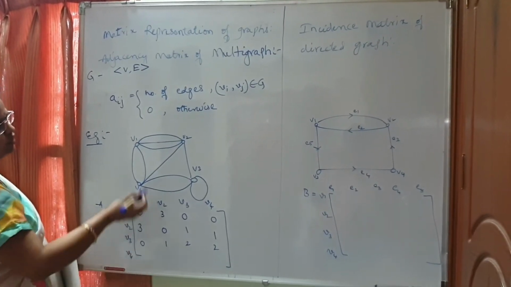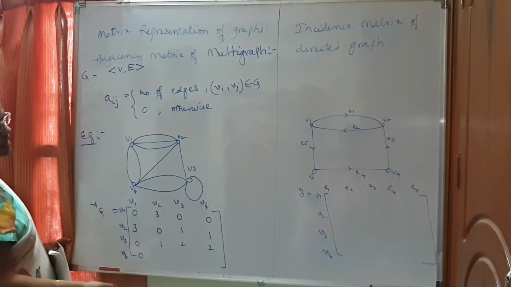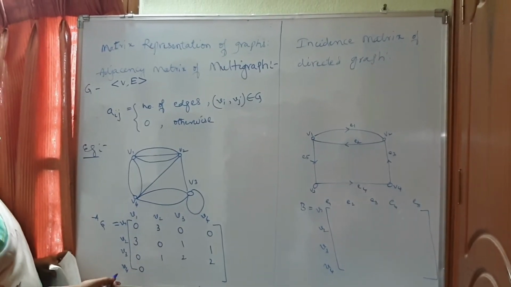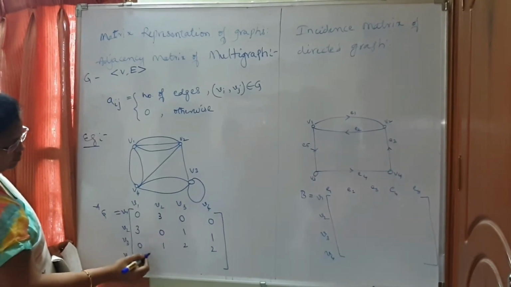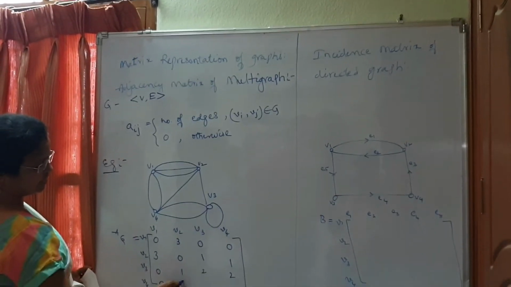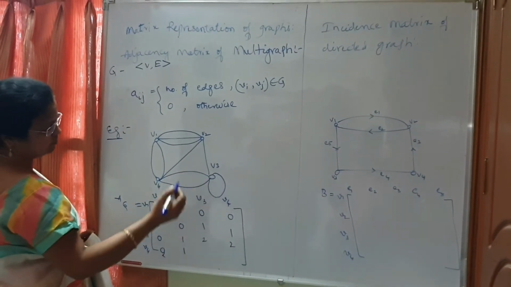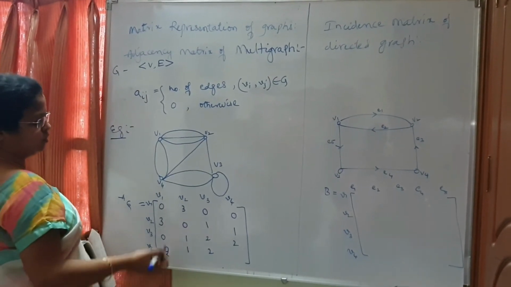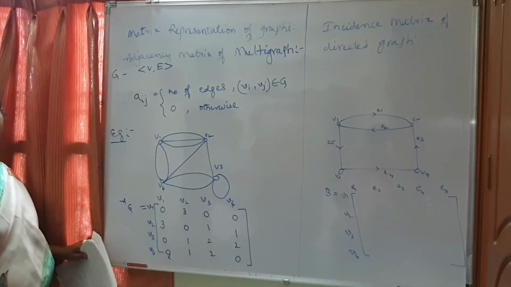V4 to V1 we have no edges, therefore the entry is 0. V4 to V2 we have two parallel edges, so the entry is equal to 2. V4 to V3 we have only one edge, the entry is equal to 1. Next V4 to V3 we have two parallel edges, so therefore the entry is equal to 2. V4 to V4 there is no loop, therefore the entry is equal to 0.